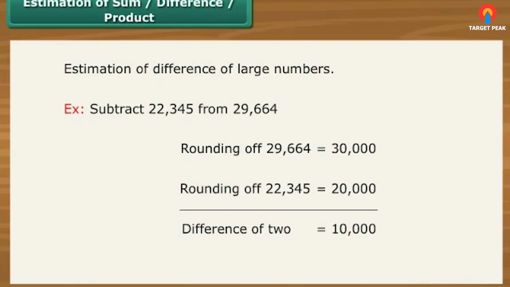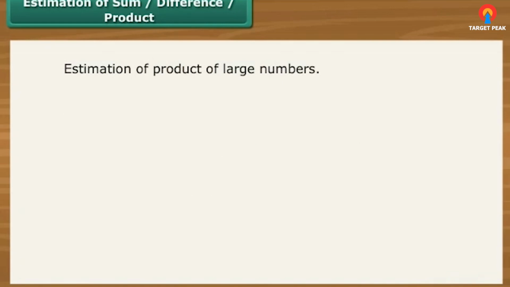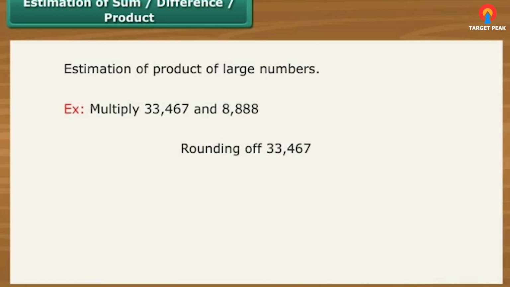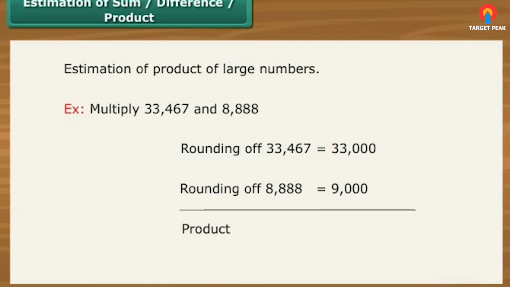Estimation to the nearest number can help in the estimation of the product of two large numbers. For example, multiply 33,467 and 8,888. Rounding off 33,467 is equal to 33,000. Rounding off 8,888 is equal to 9,000. Product is equal to 33 into 9 followed by 6 zeros, which is 29 crore 70 lakhs.